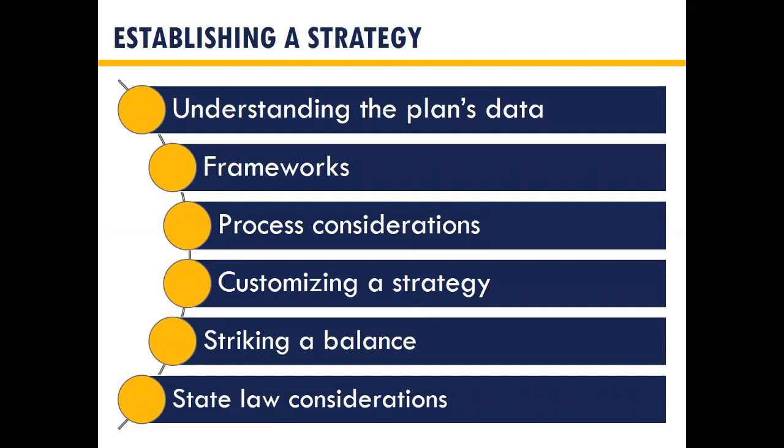The plan that the ERISA Advisory Council put out in their paper really talked about establishing a strategy and focused on these 6 points. We're going to walk through these briefly today. The first idea is understanding the plan's data, making sure you've got a framework for cybersecurity, process considerations, customizing a strategy, striking a balance, and state law considerations.